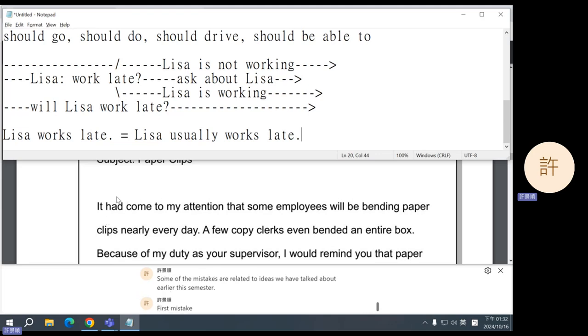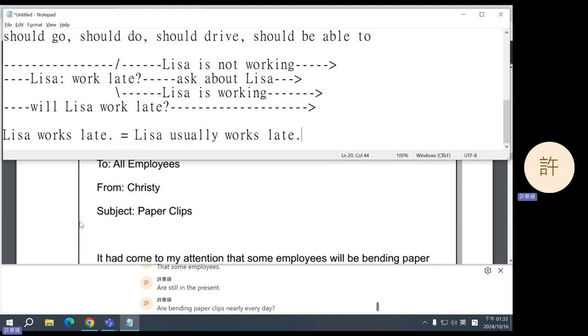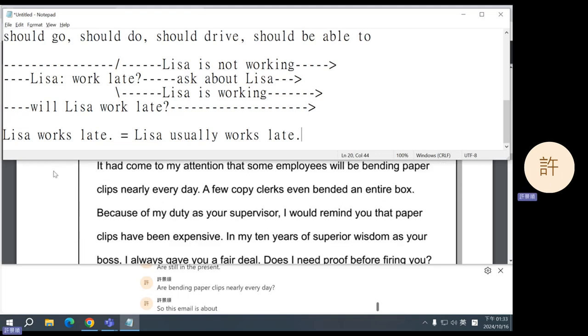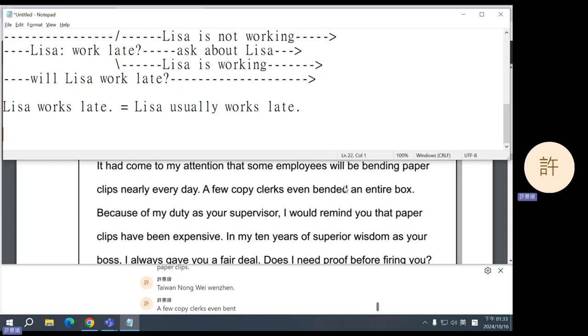First mistake, it has come to my attention, which means I have noticed. This is the present. That some employees are still in the present, are bending paper clips nearly every day. So this email is about employees wasting their time bending paper clips. 在玩弄回文针. A few copy clerks even bent. The past tense of bend is bent. Bend, bent, bent. Even bent an entire box.